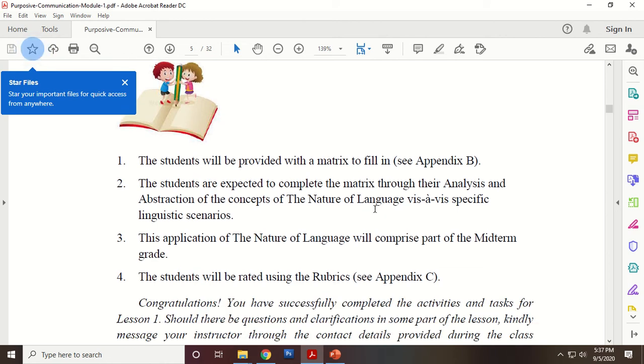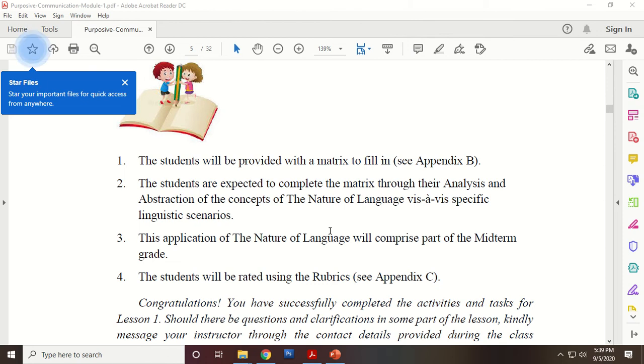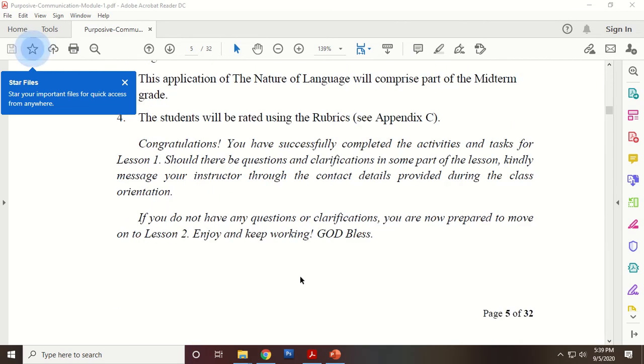The students will be provided with a matrix to fill in, Appendix B. The students are expected to complete the matrix through the analysis and abstraction of the concepts of the nature of language vis-a-vis specific linguistic scenarios. Pardon, it's actually vis-a-vis specific linguistic scenarios. This application of the nature of language will comprise part of the midterm grade. The students will be rated using the rubrics.